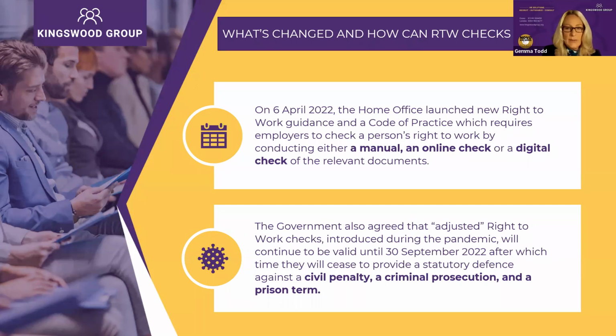Share codes are only to be used for foreign national workers to enable employers to check their right to work using the Home Office online checking service. When you are checking documents, one of the most important things is that it is not just a cursory glance. In order to check a document and to maintain a statutory defence, you must ensure the full three-step guidance to obtain, check and retain the right to work documents is followed.